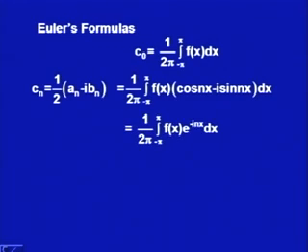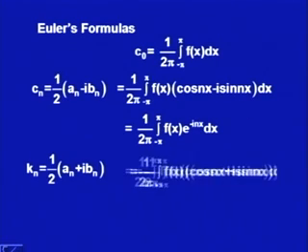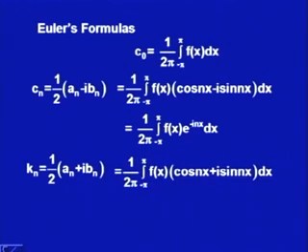Similarly, if you remember, this is nothing but e to the power minus i n x. Then go for the k n, half of a n plus i b n. Again using the same kind of formula, I would get it as 1 upon 2 pi integral from minus pi to plus pi f x times cos n x plus i sin n x dx.